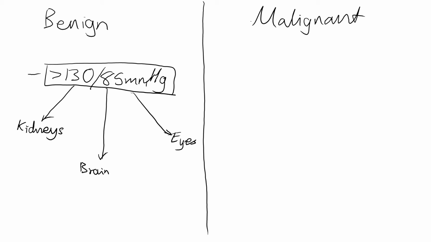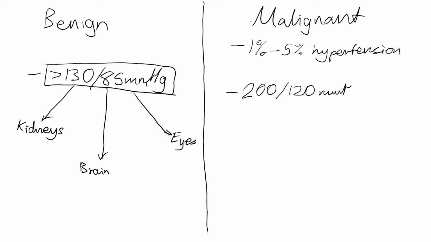Malignant hypertension, on the other hand, is hypertension that occurs in 1% to 5% of the population that has hypertension and is the acute and more dangerous form of hypertension. Unlike benign hypertension, where it's a comparatively lower blood pressure for an extended amount of time, malignant hypertension has a very, very high blood pressure for a very short amount of time. And it's usually defined as having a blood pressure that is above 200 on 120 millimeters of mercury. So your systolic blood pressure has to be above 200 millimeters of mercury on a diastolic pressure of 120 millimeters of mercury to be classed as having a malignant hypertensive episode.